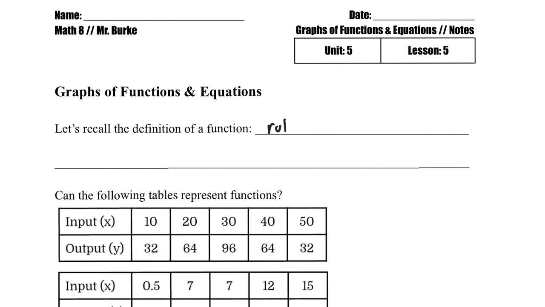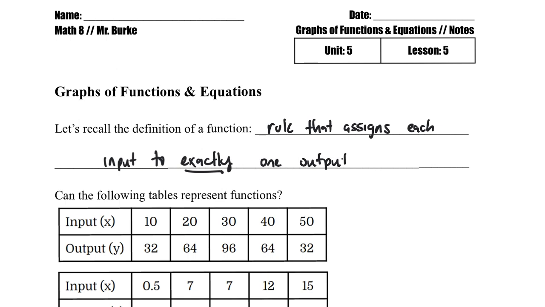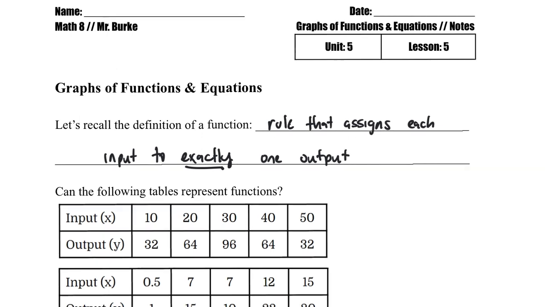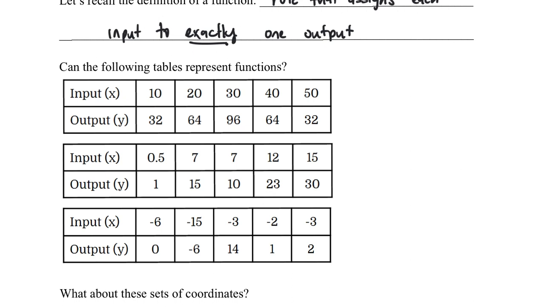It is a rule that assigns each input to exactly one output. So we talked about that word exactly. That means that you can have lots of inputs that have the same output, but what you can't have is one input that has more than one output. So we look at these here and we say, could the following tables represent functions? Well, let's take a look.